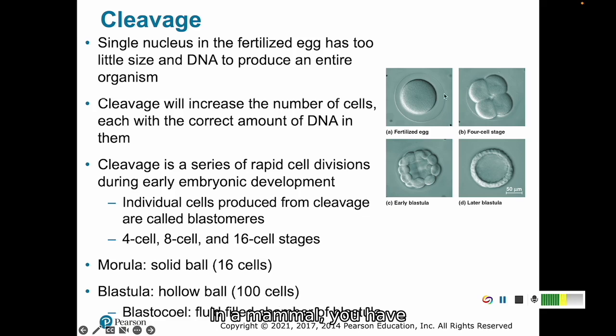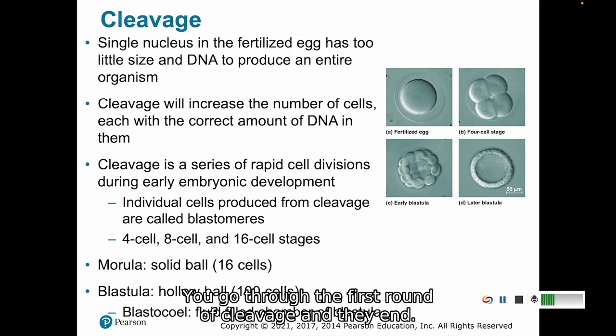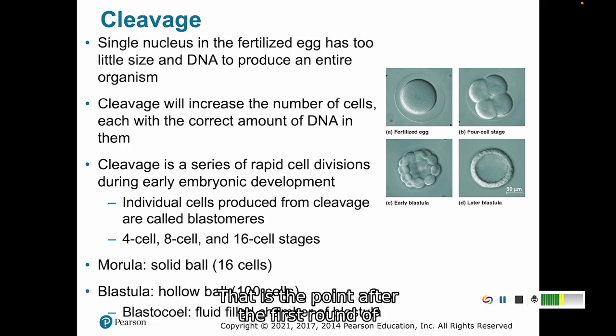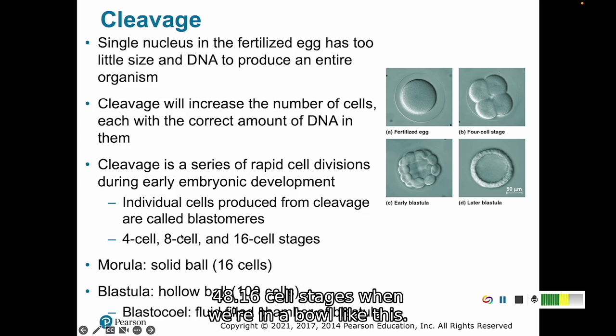In a mammal, you have a fertilized egg, which still has a haploid sperm nucleus and a haploid egg nucleus. You go through the first round of cleavage, and it is after the first round of cleavage that the two cells actually have one nucleus in each cell that is going to be diploid at that point. So we're going to go through 4, 8, and 16 cell stages when we're in a ball like this.